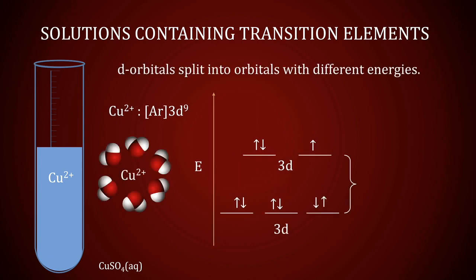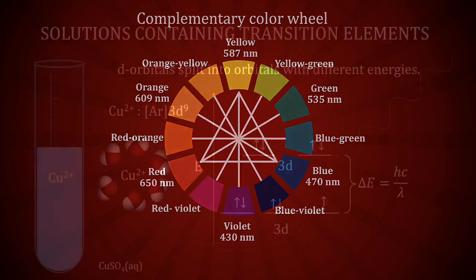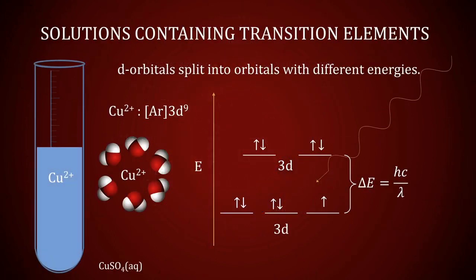But when copper 2+ ions are surrounded by ligands such as water molecules in solutions, the d orbitals split into orbitals of different energy. When certain photons of light strike the sample containing these ions, d to d electronic transitions become possible as the ion absorbs the energy. This corresponds to light in a particular wavelength. But what does this have to do with color?